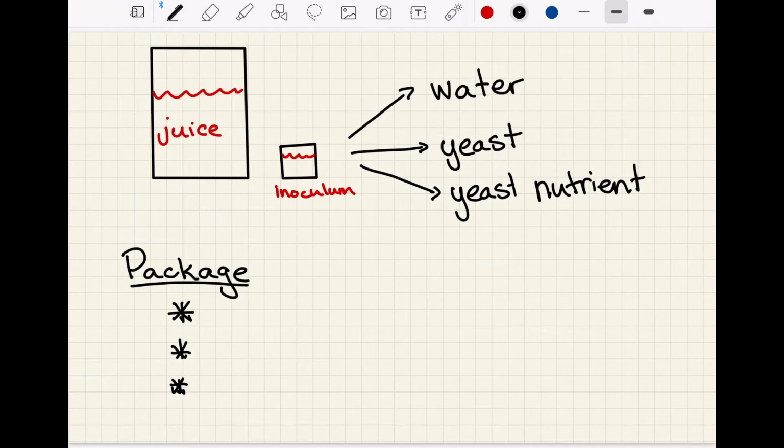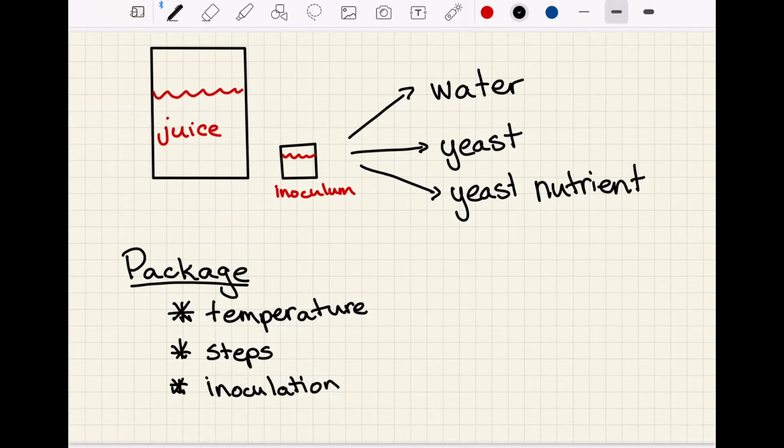When you are using yeast or yeast nutrient, they come in a package that has a lot of information on it. The types of things that you need to be aware of and pull off the package include what temperature you should be doing the inoculation at, and typically what temperature the water should be at. You're also going to be pulling out what steps you should be taking, as some products are very specific as to how you need to add them. And lastly, the inoculation rate: how much per volume of juice you may have, how much are you going to be adding?